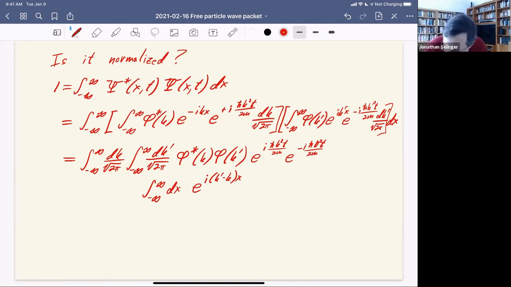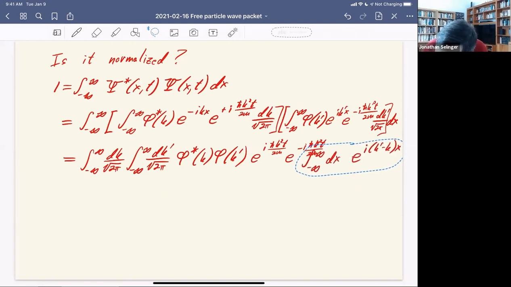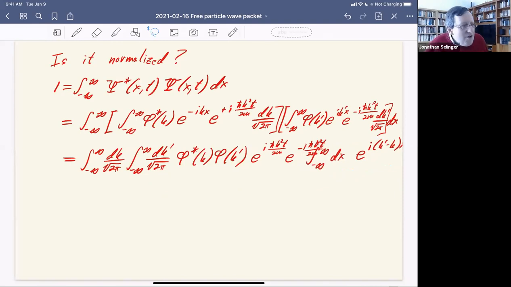Now I need to do this integral. It depends on k and k prime, so it's inside the k and k prime integrals. Actually, maybe I'll move it over to make it clearer. Okay, that makes it inside those integrals. Now I'm going to do this integral. Do you guys know how to do this integral? This is an integral over x of the exponential i times something times x. What you get depends on whether the something, the k minus k prime, is 0 or not 0.